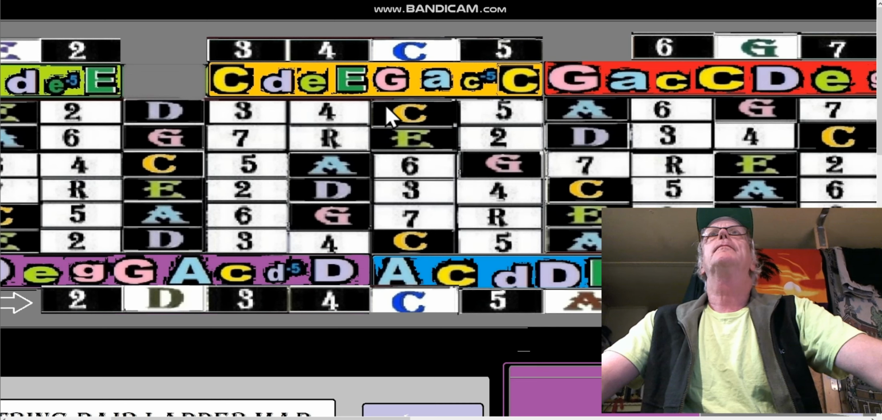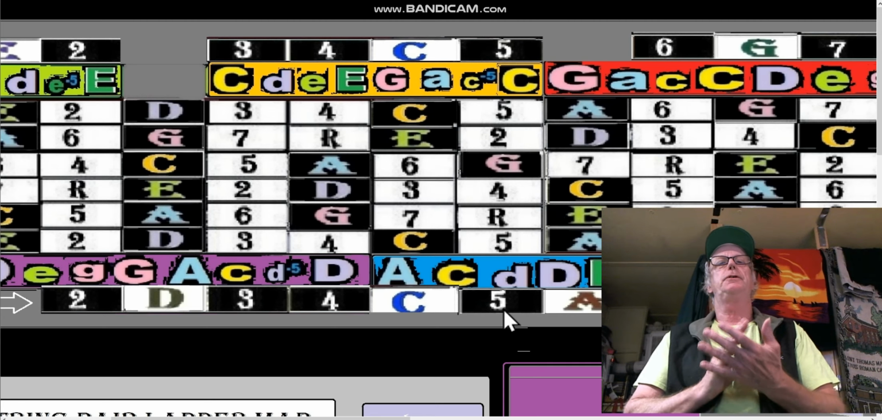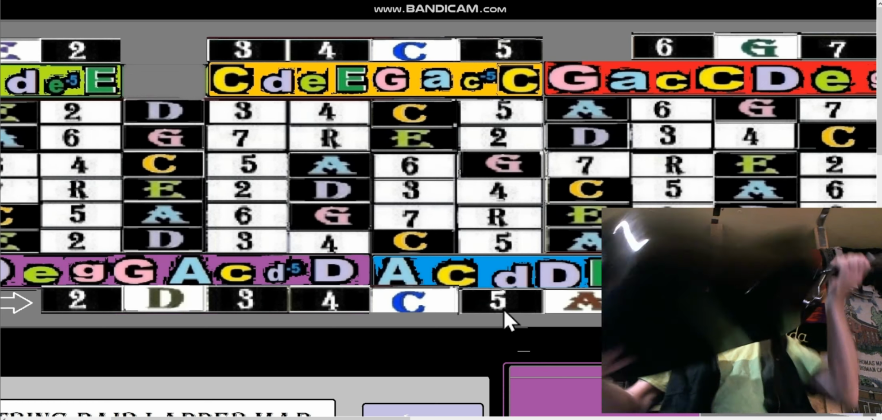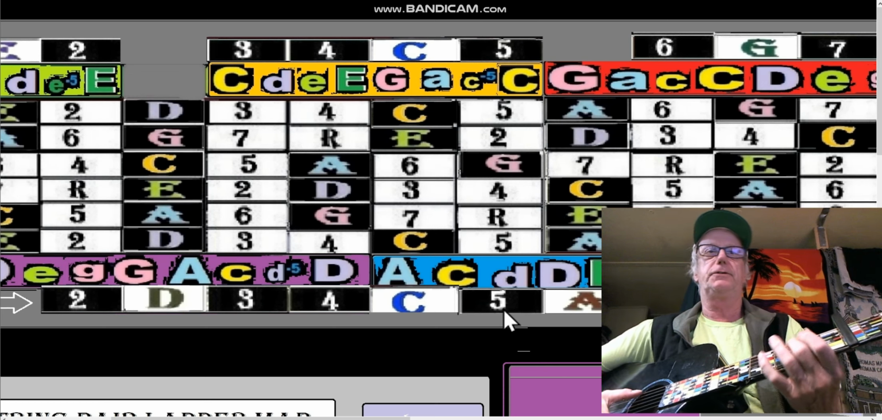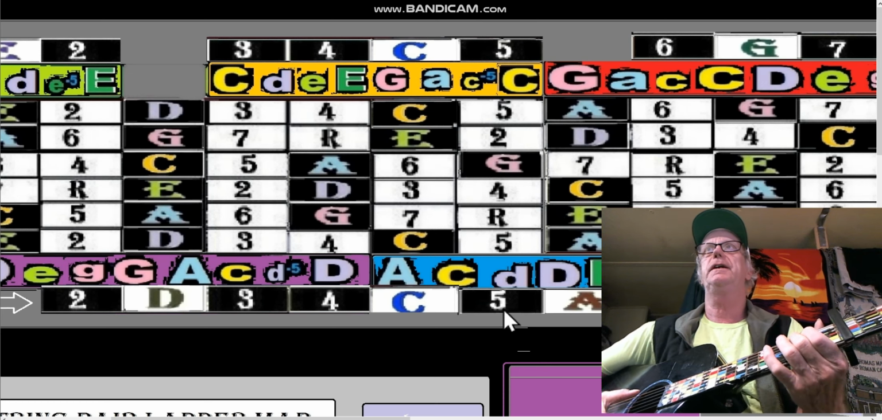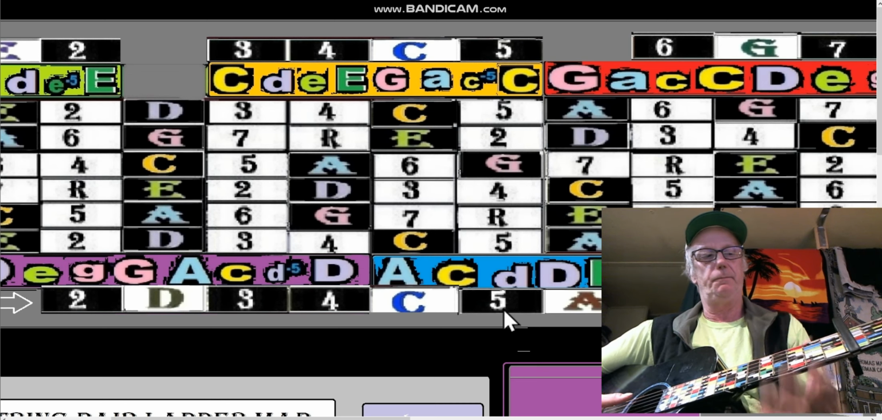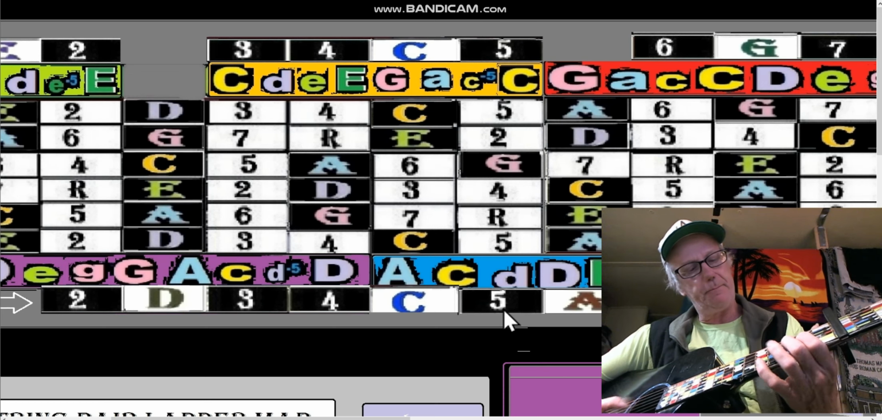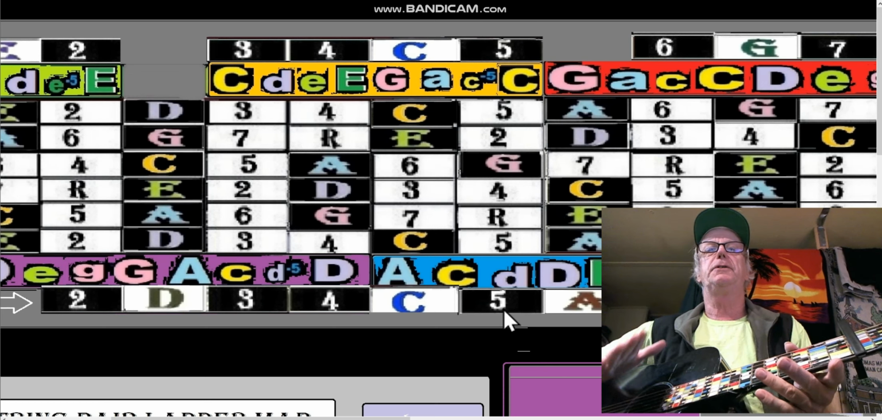So in the C box here, of course, we have our defined C string shape. The C string shape is going to be 3, 4, 5, no matter what the key. So it's 3, 4, 5 in C, right? So that's open E, F, G, and C. You can also play the 3, 4, 5 anywhere. In any key, it's going to be 3, 4, 5.